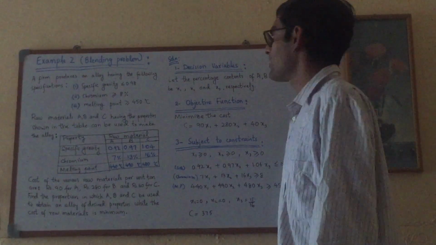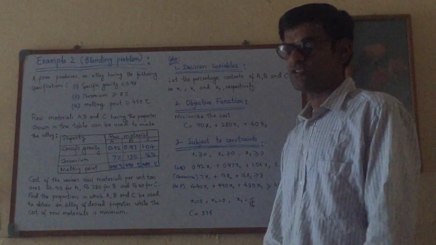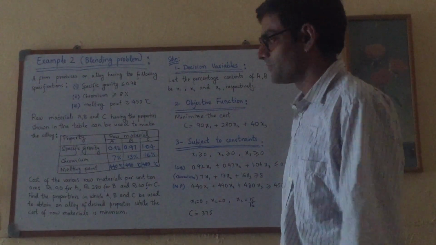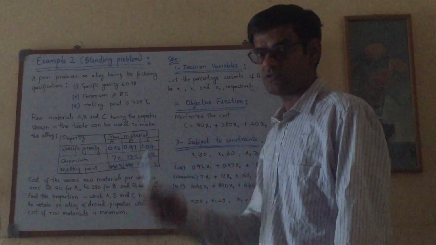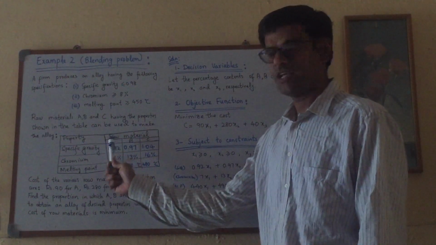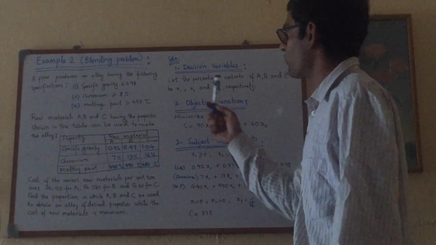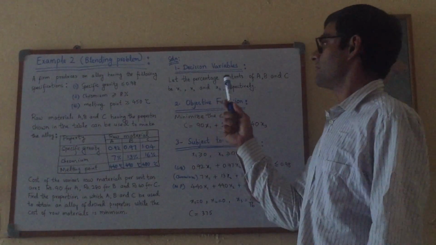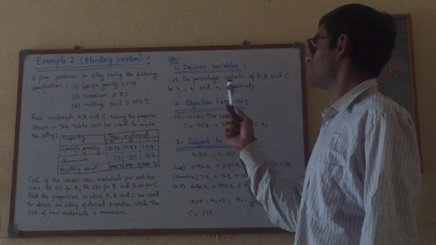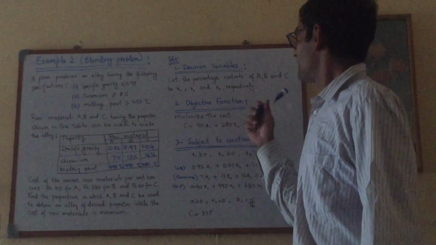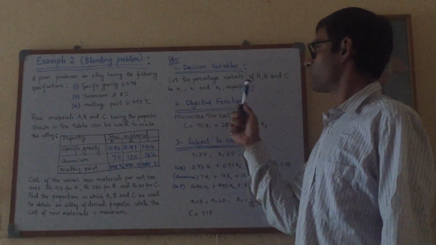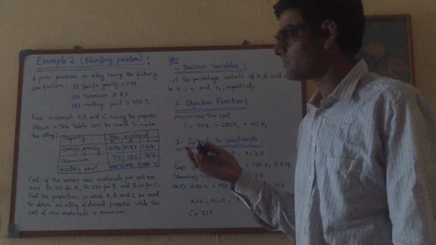So now first find decision variables. Decision variables here, raw materials. We have A, B, and C. So let the percentage contents of A, B, and C be x1, x2, x3 respectively. Just we denote it.